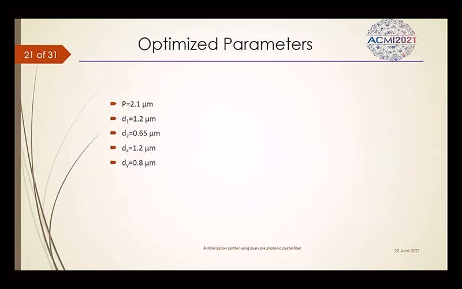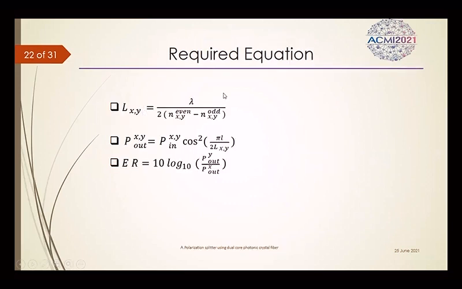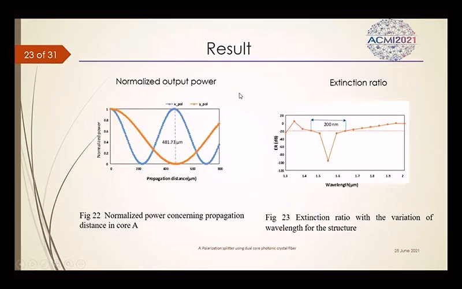After optimizing all the parameters, we get these values. These are the optimized values, and these are the required equations.